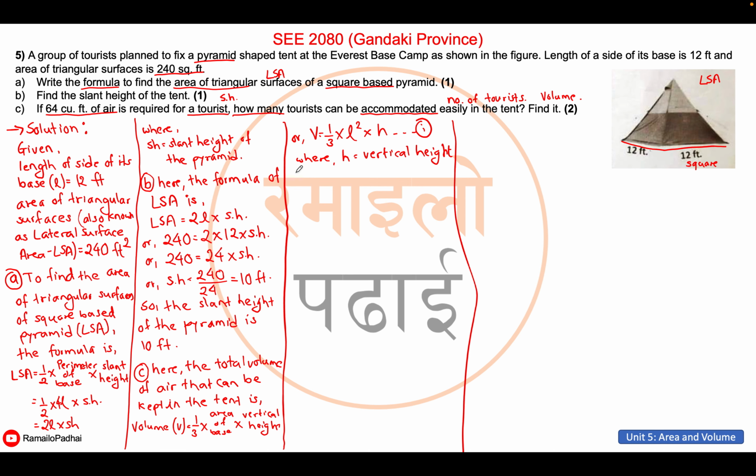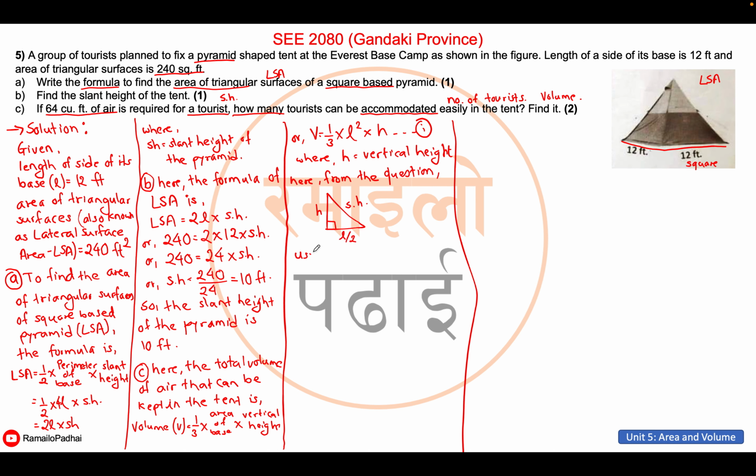Now we will find the height of this square based pyramid, that is the vertical height of this square based pyramid. So we first need to imagine the right angle triangle. From the question, this will be the figure that we can draw. Here this will be the slanted height, this will be the height, and this will be L by 2.